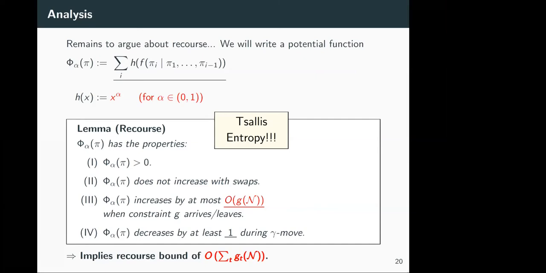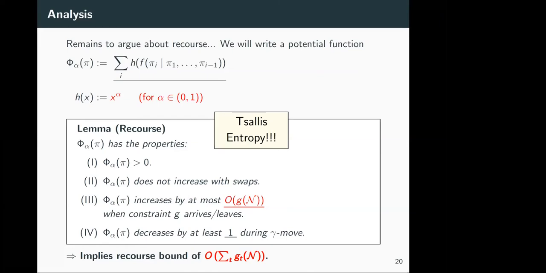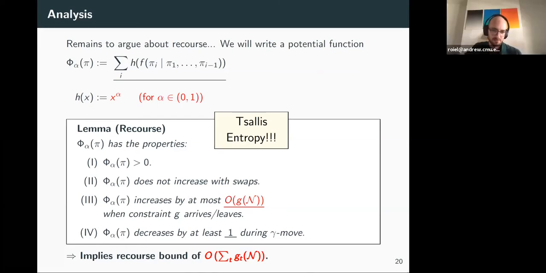To clarify, we're just changing the analysis. We're not changing the algorithm. Absolutely. So the algorithm knows nothing about this potential function. It's completely oblivious to the potential. This is just an analysis tool. So the algorithm is just what I showed you. It's do swaps and do gamma moves until you can't do any anymore. You're playing cleanup with your solution.